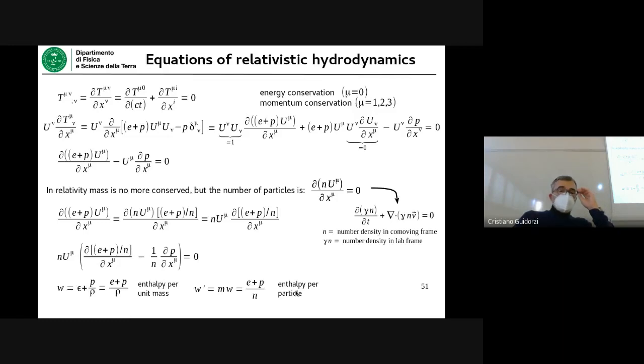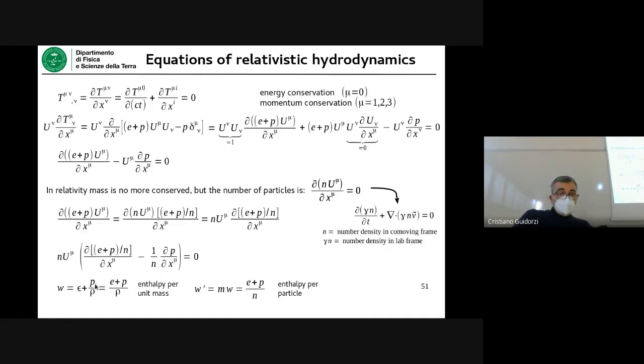What is the logic behind this? In the Newtonian case, it was mass that was conserved. So it made sense in that context to define thermodynamic quantities per unit mass. Now you see that mass is no more conserved. Given that it's the number density, the number of particles, which is conserved, it makes sense to define the analogous quantities per particle. This is obtained by multiplying the quantity originally defined per unit mass times the mass of one single particle.